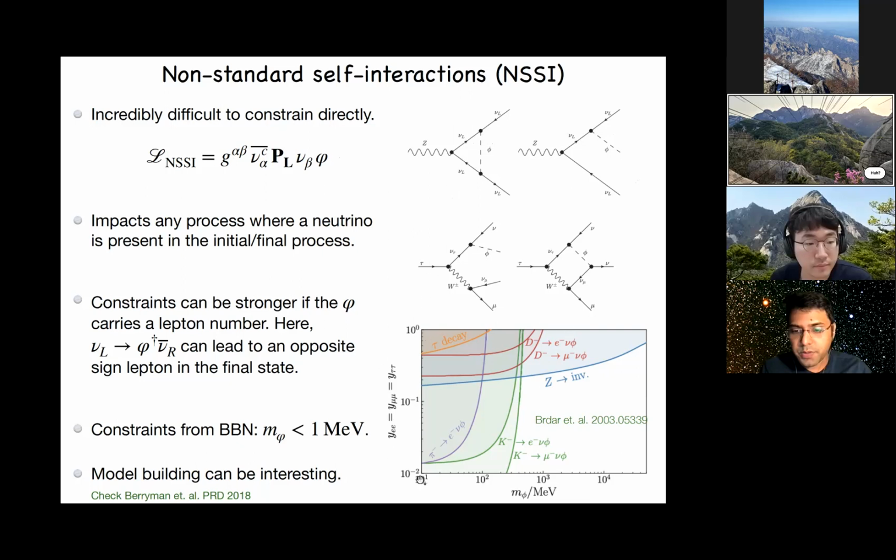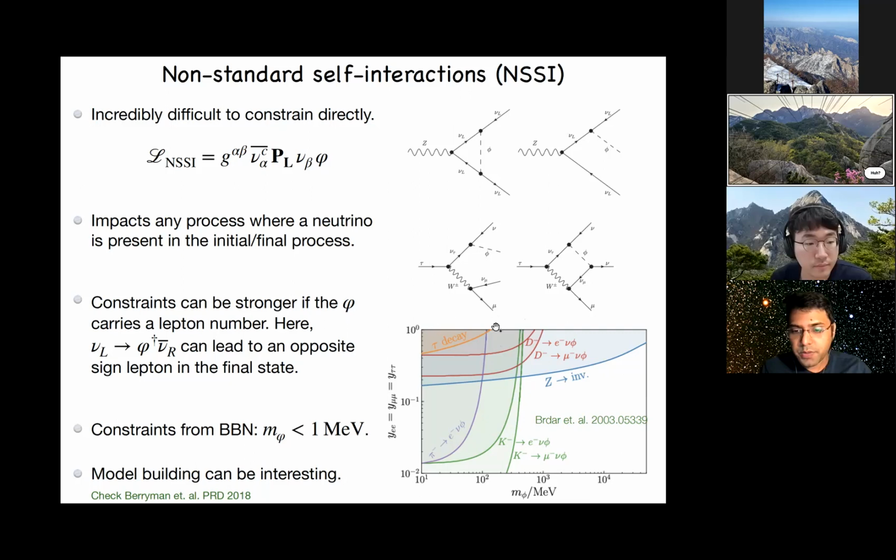The most recent constraints have been updated in this paper. And essentially, as you can see, there are constraints from tau decays from these kinds of operators, where basically any kind of phis emitted in the final state can change your tau decay widths. So this puts certain kinds of bounds. You can have bounds from decays of mesons, like D mesons and K mesons, which are shown out here. You can have bounds from invisible Z widths, as well as pi meson and K meson decay bounds.